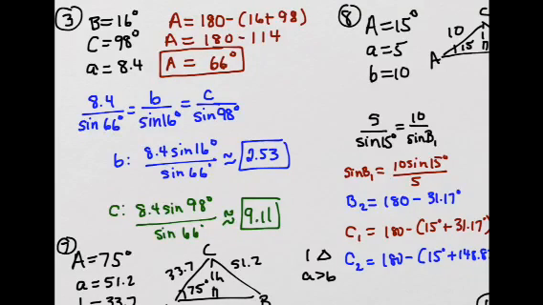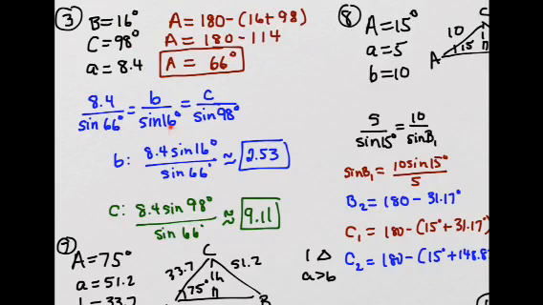Alright, so here's number 3. They gave you angles B, C, and side A. So the first thing we do is find angle A. Okay, because we don't have opposites, so we can't use the law of sines until we have opposites. So here's the work for A. I added these two, subtracted from 180, and you get this.